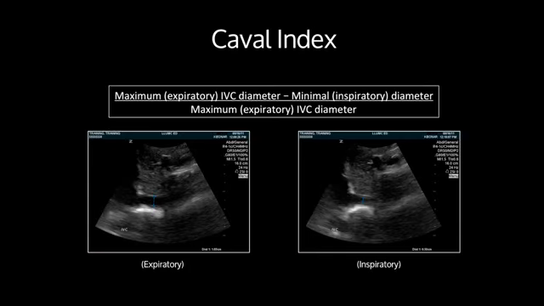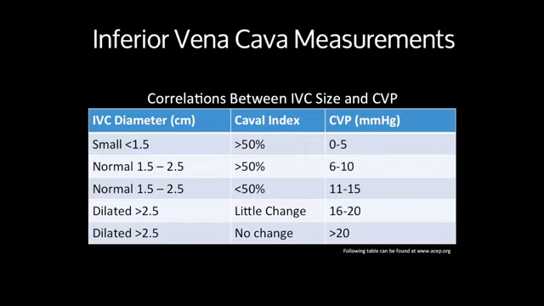The caval index is measured by taking the maximum IVC diameter during expiration and subtracting the minimum diameter of the IVC during inspiration from that, then dividing all of that by the maximum IVC diameter. This table was taken from acep.org and shows the correlations between the IVC size and the CVP.